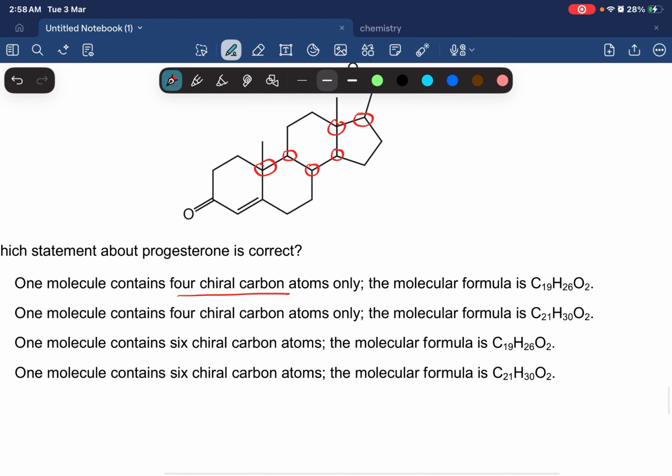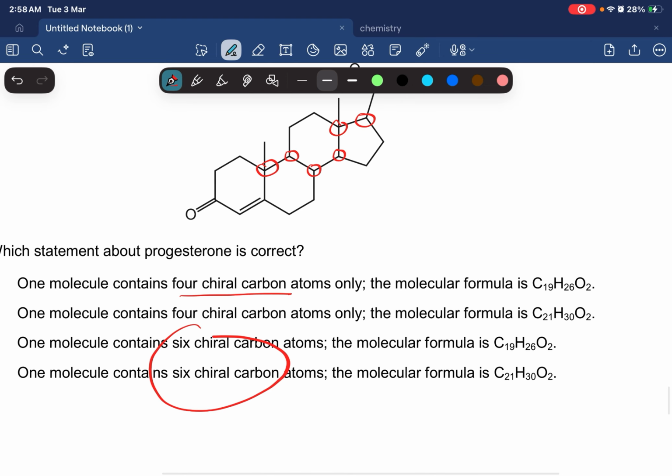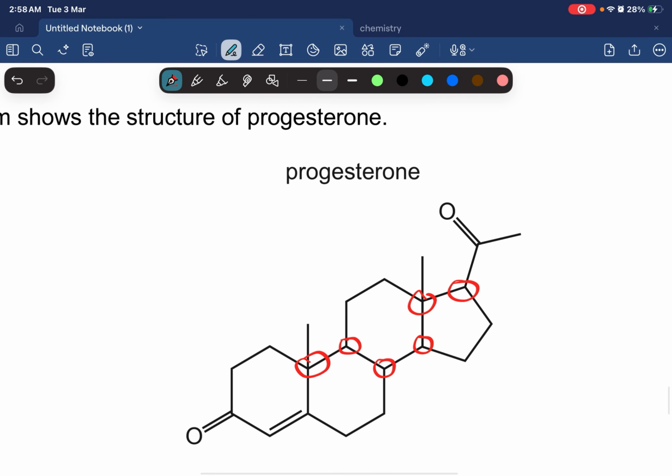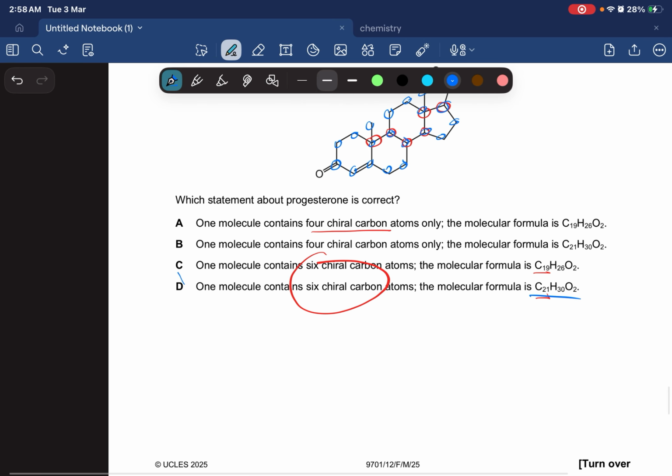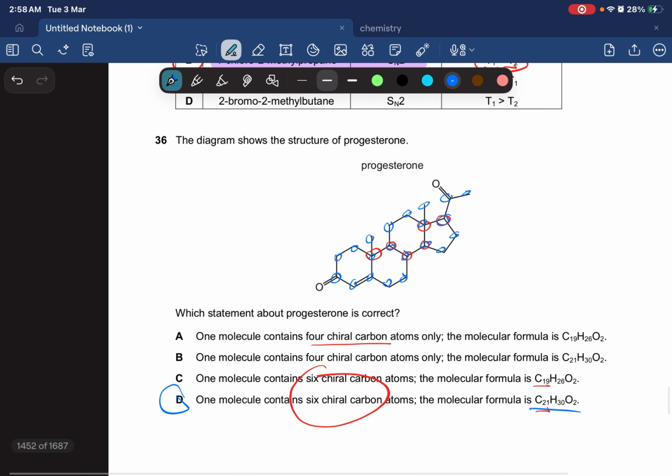So one molecule has 6 chiral carbon atoms, and the molecular formula is C21. Let's just count the number of carbon atoms. 1, 2, 3, 4, 5, 6, 7, 8, 9, 10, 11, 12, 13, 14, 15, 16, 17, 18, 19, 20, 21. 21. Option D. I guess that was fairly easy enough.